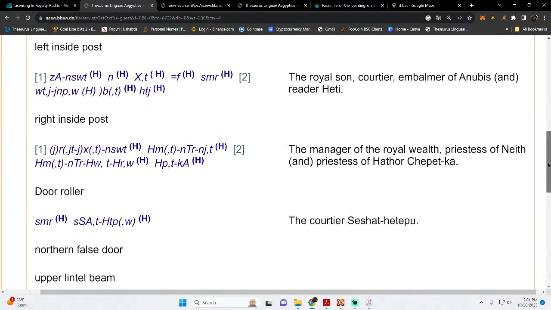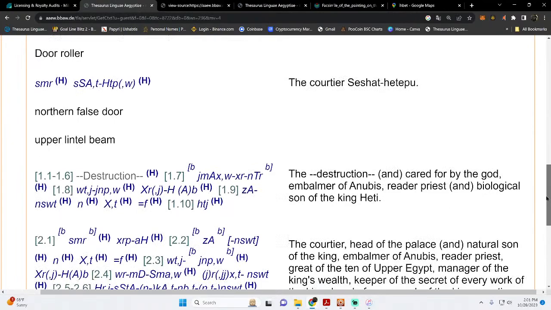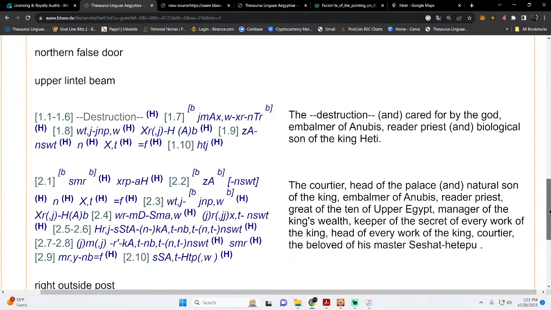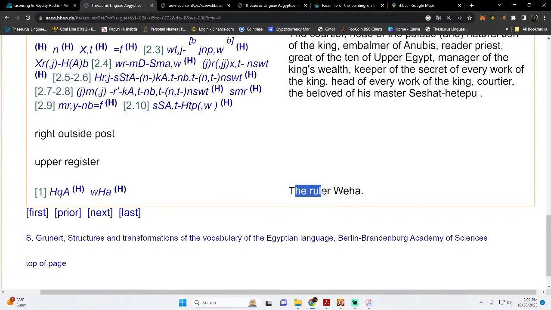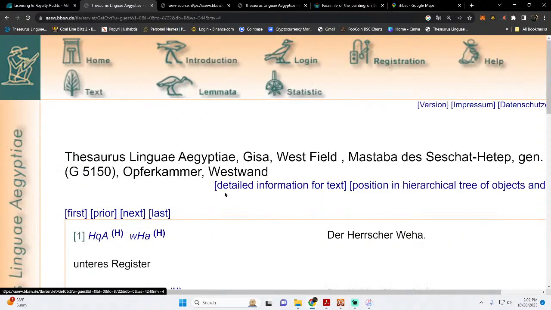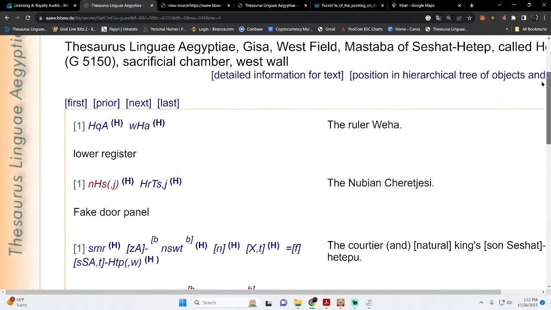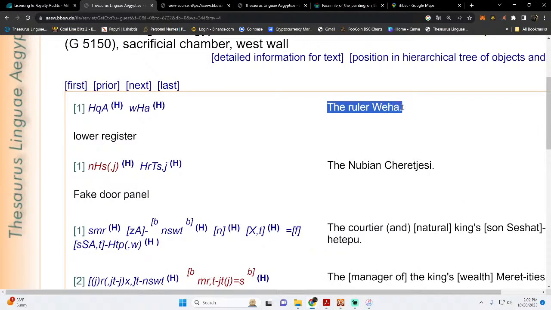Keep going. The manager, the royal wealth, the courtier, now the care of the god, the Anubis, blah, blah, blah. The ruler with Ha. He is Hakawa Ha. He's really a boss. Let's keep going. Who is mentioned right after the ruler? Huh? The Nubian.